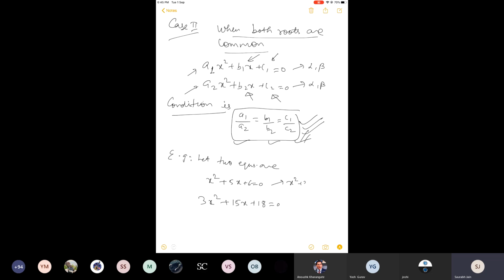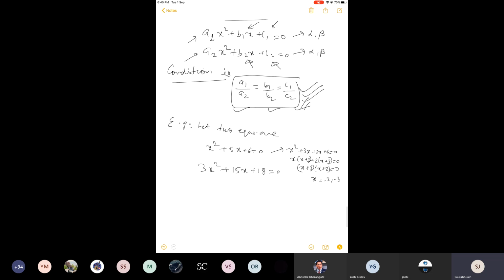So x square plus 3x plus 2x plus 6 equals 0. x into (x plus 3) plus 2 into (x plus 3) equals 0. (x plus 3) into (x plus 2) equal to 0. So roots are coming minus 2 and minus 3. Okay, these are the roots of the first equation.